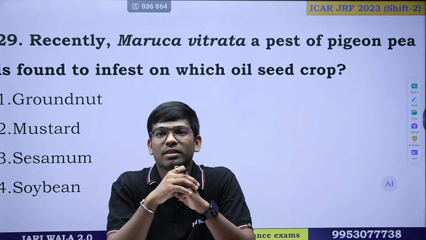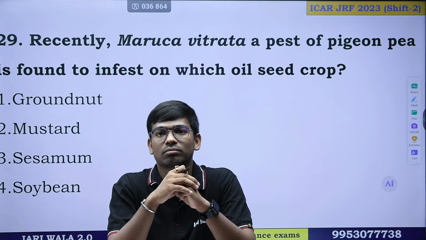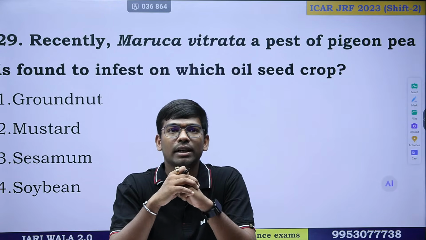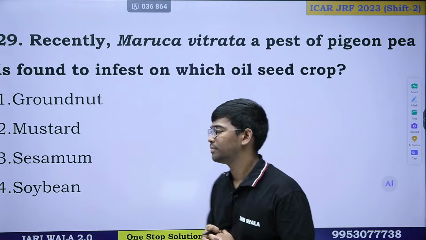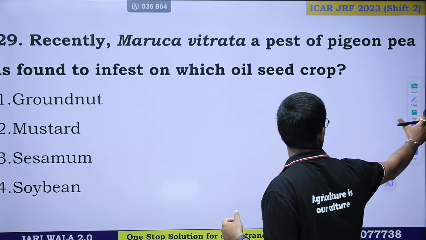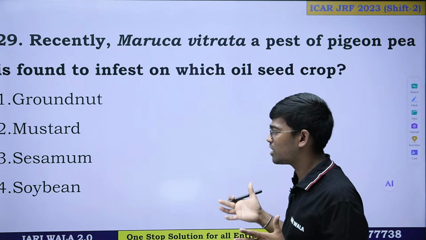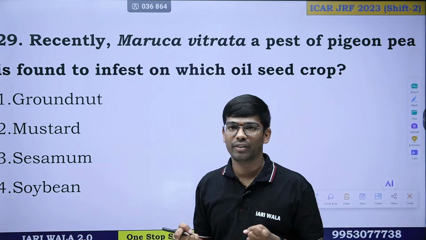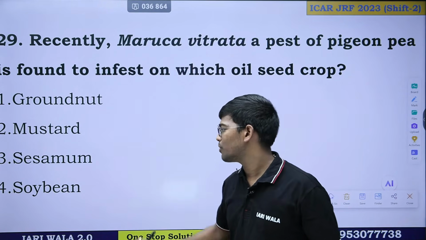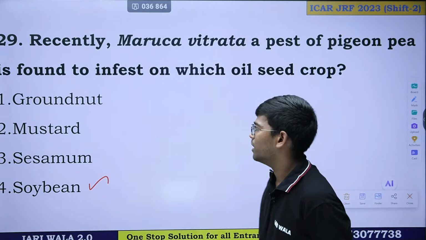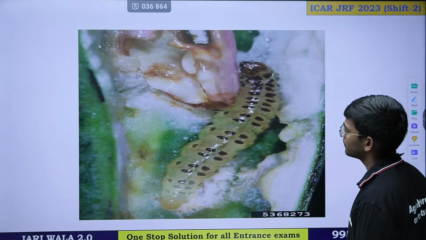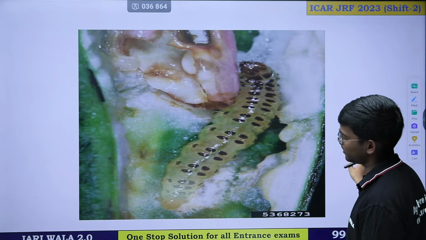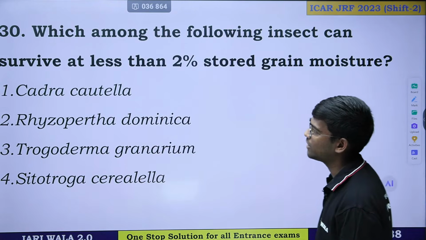Only few students responded D or 4. Yeah, that is correct. The Marca vitrata also infests the soybean crop. The same questions that we have discussed or highlighted in the class, many of the questions were repeating. It's soybean. Yeah, Marca vitrata. Then the 30th question.